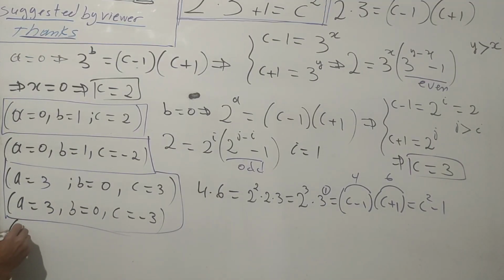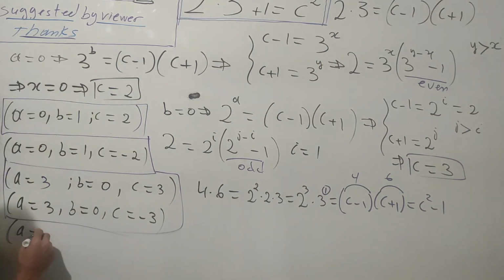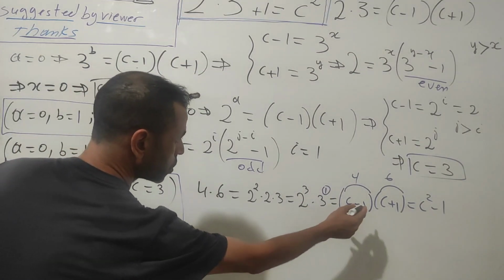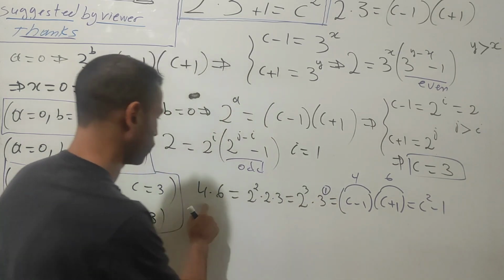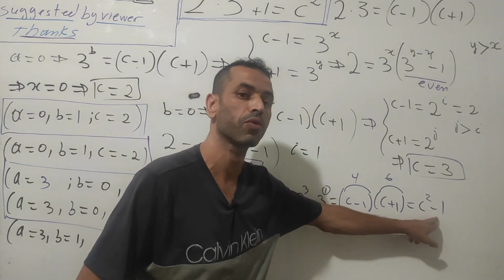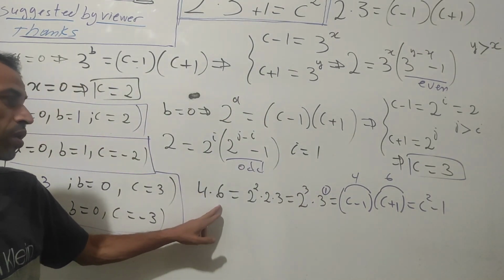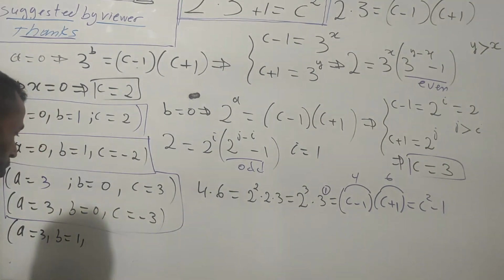I get a equals 3, I get b equals 1. I get c here, because 4 multiplied by 6 is 24. I'm going to take this minus 1 to the other side. I get 24 plus 1, which is 25. 25 is the same as 5 squared, which means c equals 5.